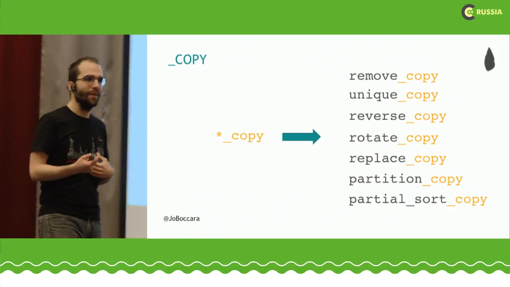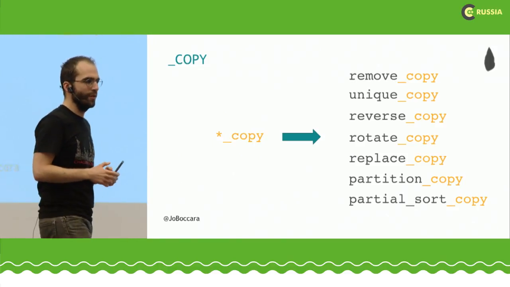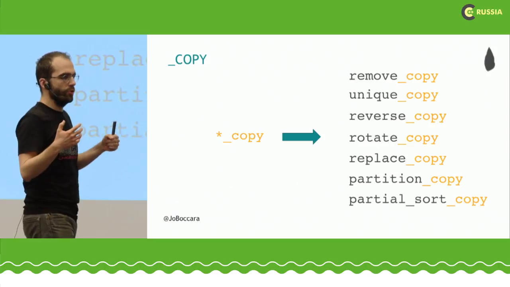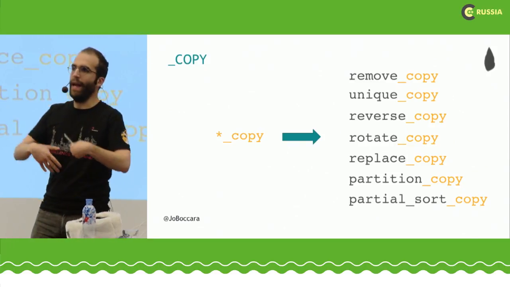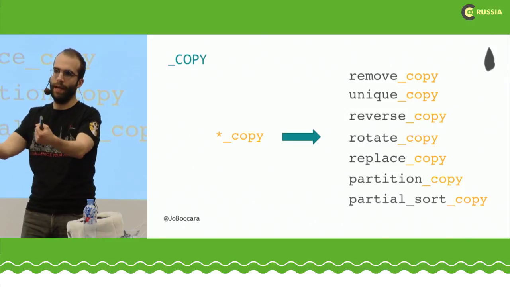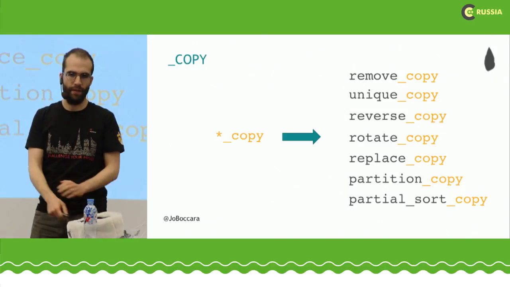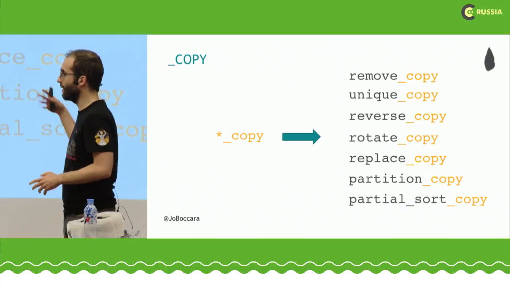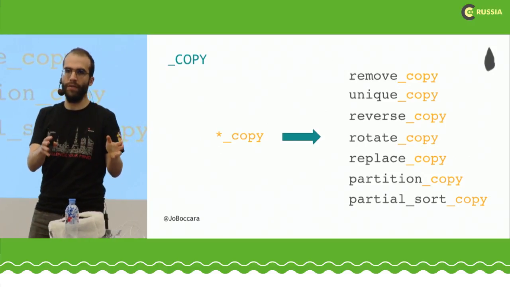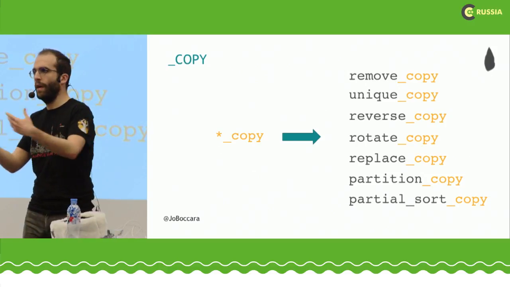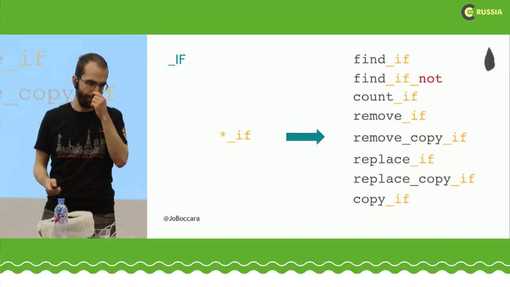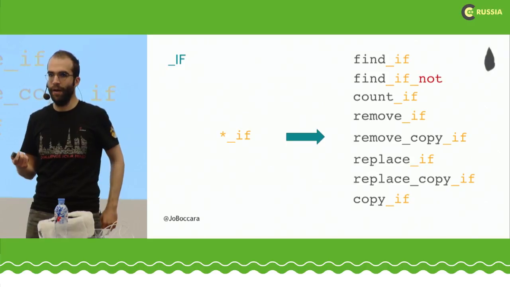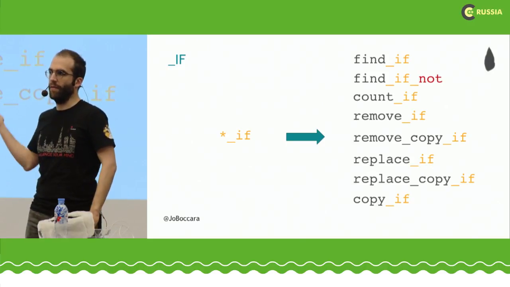We've unlocked a rune, the copy. So copy can be combined with algorithms to be read-only on the input collection, and output the results through an output iterator. Right? So remove copy doesn't actually remove anything from the collection you're passing, but it would output all the values that are not 99 in an output iterator. We've also unlocked if, that takes a predicate instead of a value.